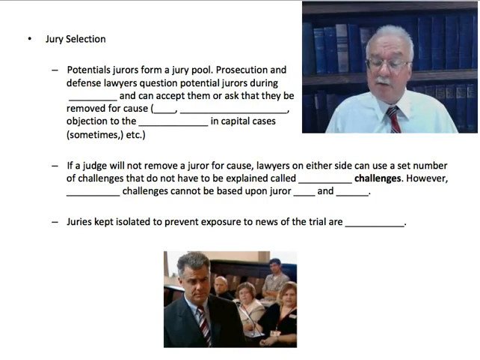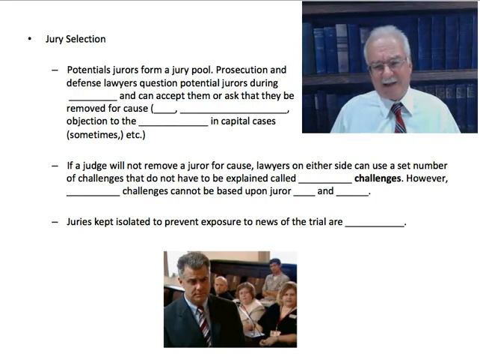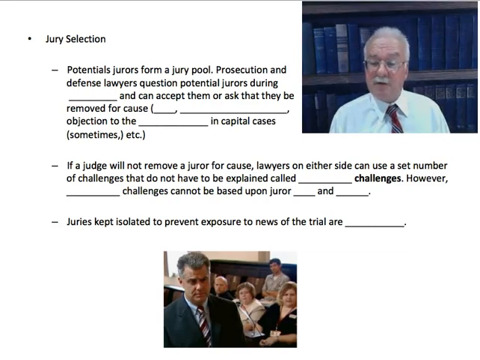Now, if a judge will not remove a juror for cause, lawyers on either side can use a set number of challenges that do not have to be explained. And these are called peremptory, P-R-E-E-M-P-T-O-R-Y challenges. However, peremptory challenges cannot be based upon juror race or juror gender, because that would be discriminatory. But if a lawyer just thinks that this juror doesn't look right, he probably doesn't like my client for whatever reason, and you can't get excused for cause, you can't convince the judge that there's a bias, then if it's really something that the lawyer is concerned about, the lawyer could use one of a few peremptory challenges to reject that potential juror.